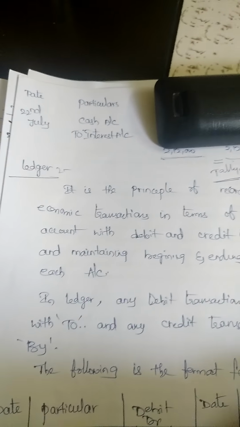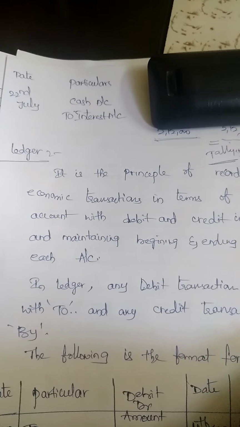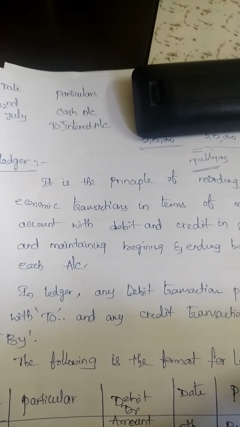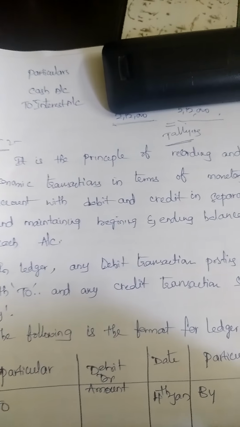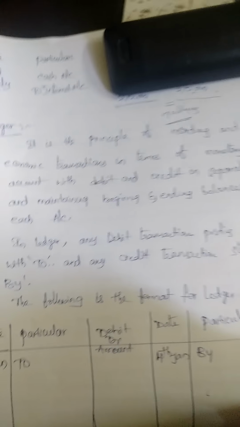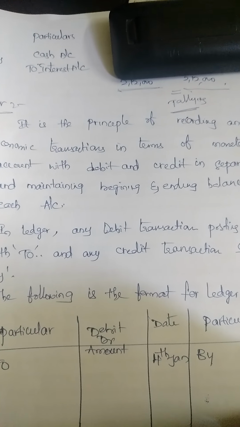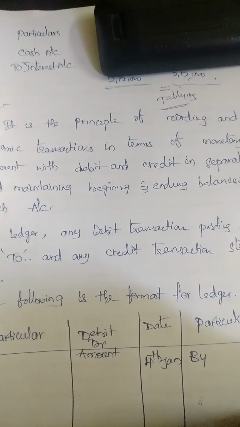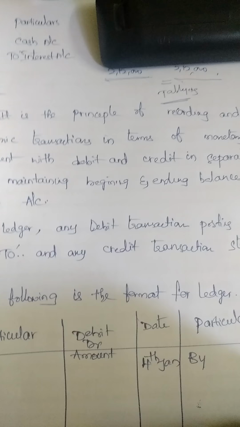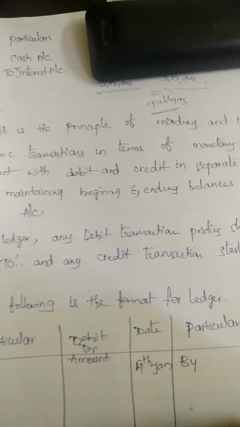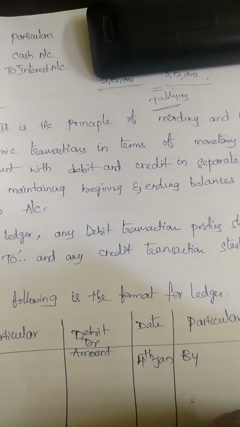Back to the class. Next, after completion of the journal, we'll go to the topic of ledger. Ledger is the second recording of the transactions which are done by the companies in the organization. Ledger is the principle of recording and totaling of the economic transactions in terms of monetary value done by the companies, and here we are separating the debit and credit information and maintaining balances, beginning and ending, of each and every transaction.